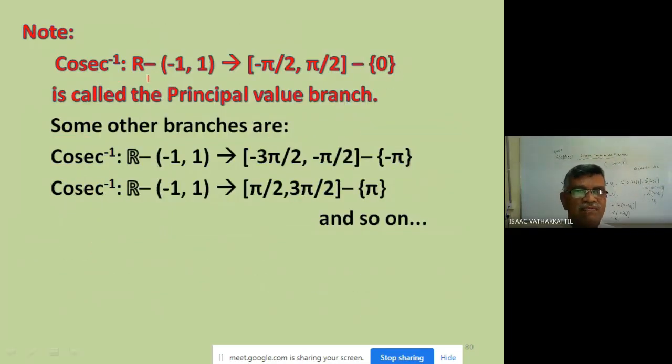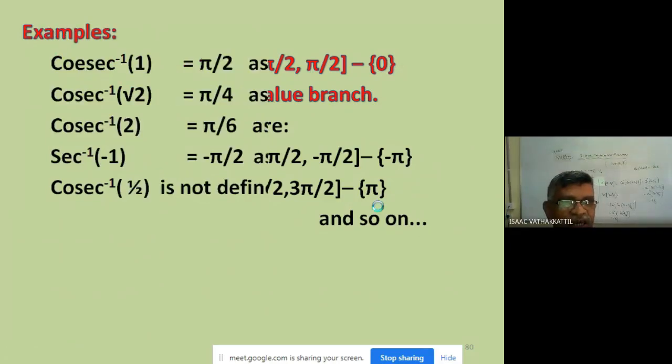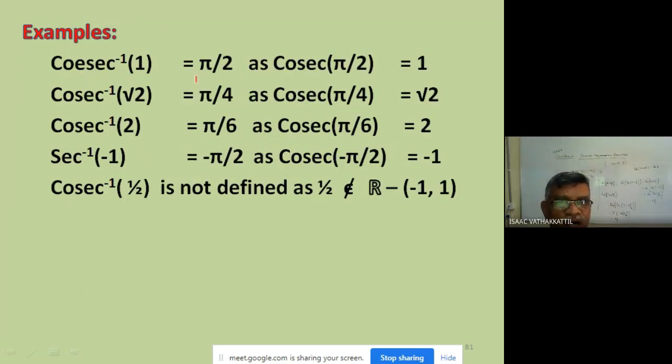Cosec inverse from R minus (-1, 1) to [-pi/2, pi/2] minus {0} is called the principal value branch. Other branches are written here: minus 3 pi by 2 to minus pi by 2, minus pi, or pi by 2 to 3 pi by 2, minus pi. All these are other branches. We can have various other branches, right? Cosec inverse 1 is pi by 2, cosec inverse root 2 is pi by 4, cosec inverse 2 is pi by 6.